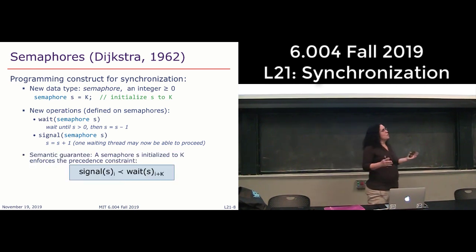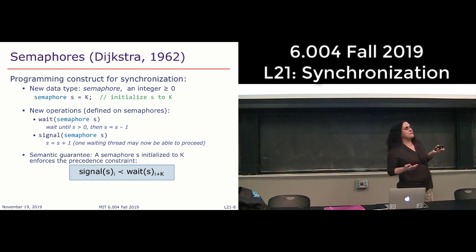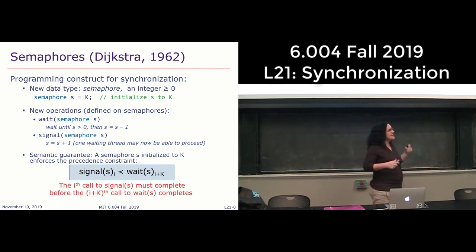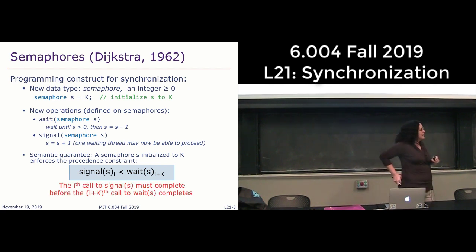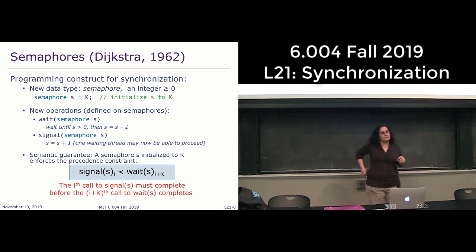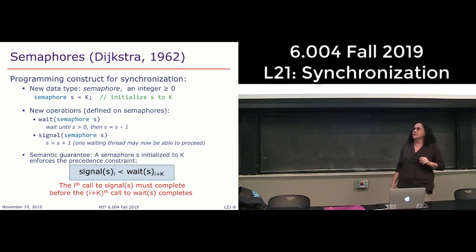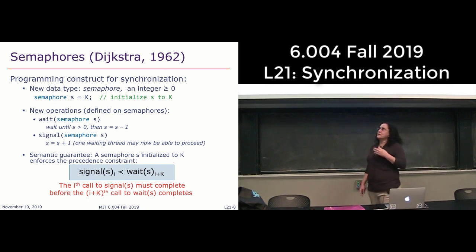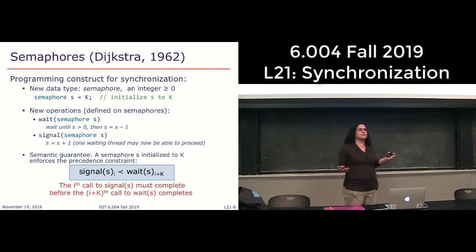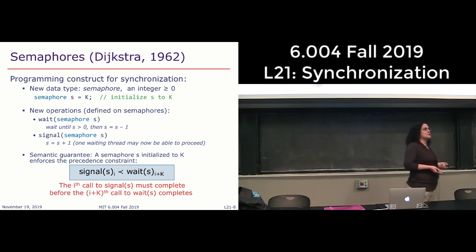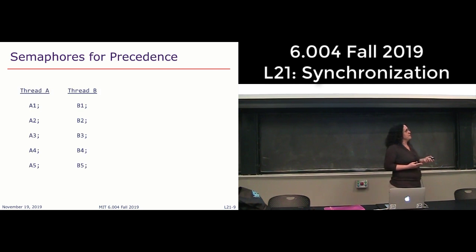Okay? And so let's take a look at that in more detail. Basically, what these semaphores allow us to do is to describe this constraint that we've got here, which is that the signal of S of i must precede the wait of S of i plus k. Or another way to say that is the ith call to signal must complete before the i plus kth call to wait. Okay? And so we're going to make use of these semaphores to add these precedence constraints to our code.